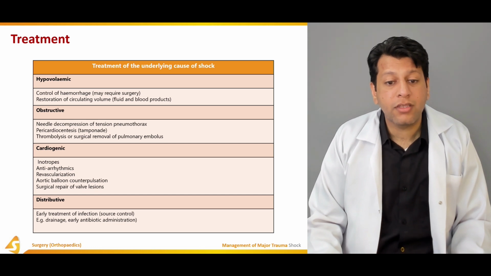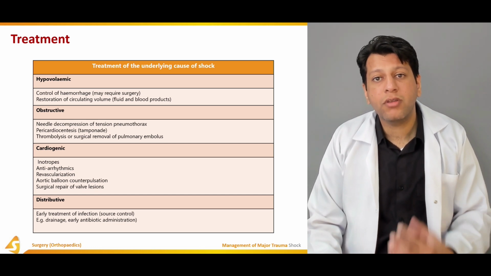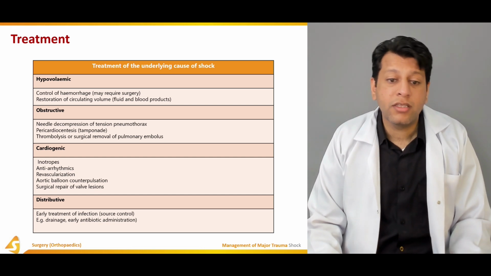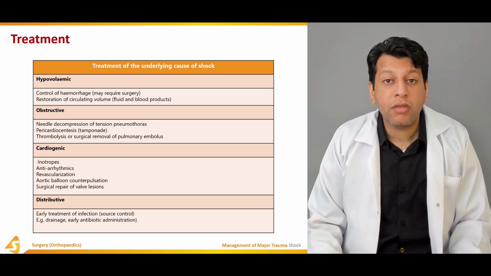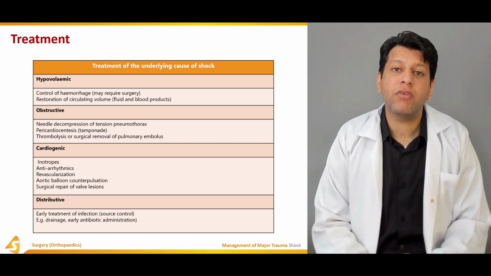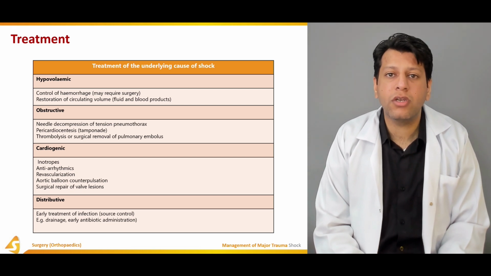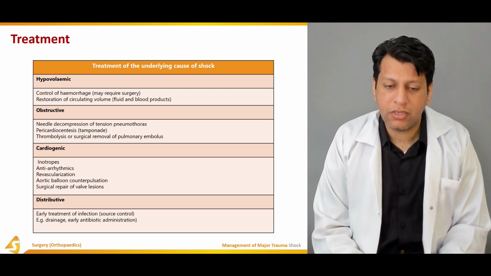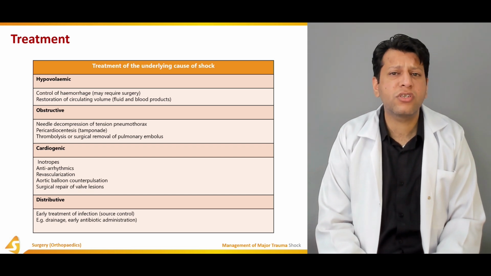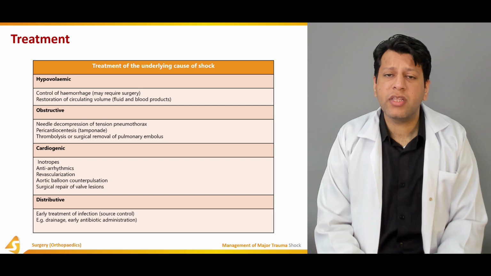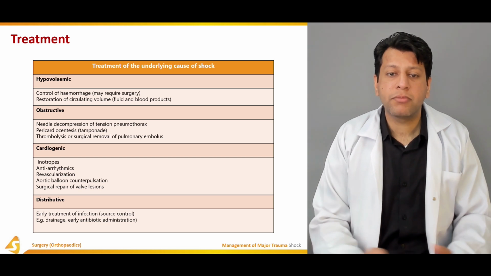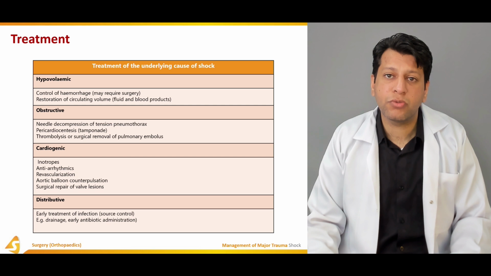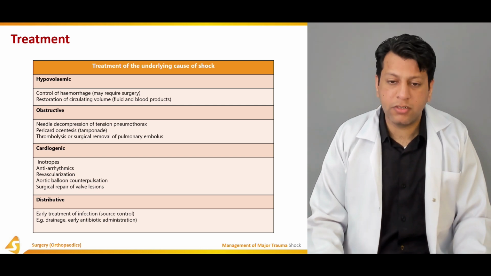Then, if it's a cardiogenic shock, for example if the heart is failing and is unable to pump blood, then we will probably require inotropes, antiarrhythmics, revascularization, and intra-aortic balloon counterpulsation, and maybe surgical repair of valve lesions may be required as well, but only once the patient has been stabilized initially. Then comes distributive shock. This is usually associated with anaphylactic or septic shock. So the initial treatment is for the infection, maybe leading to abscess drainage and early antibiotics and admission, along with supportive management.